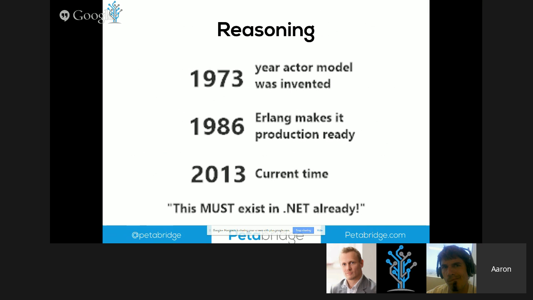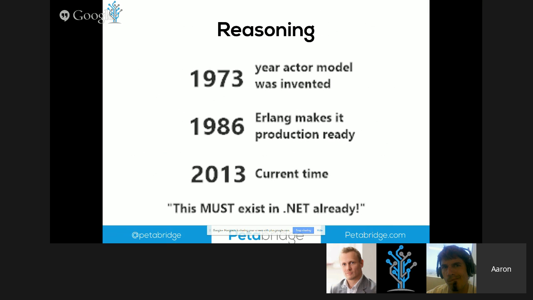As a .NET developer, I had the following reasoning. I was like, okay, 1973 was the year the actor model was invented. For reference, 1971 was the year the relational database was invented. So this technology is pretty old. 1986 was the year that Erlang really made the actor model production ready. So that was the first real time it was available as something a developer could use.